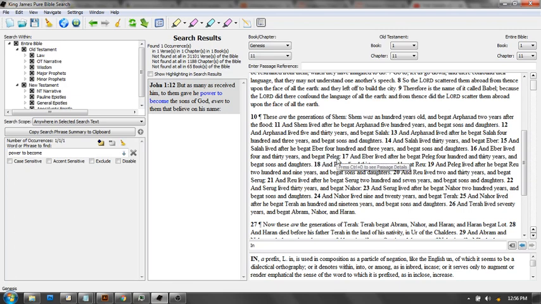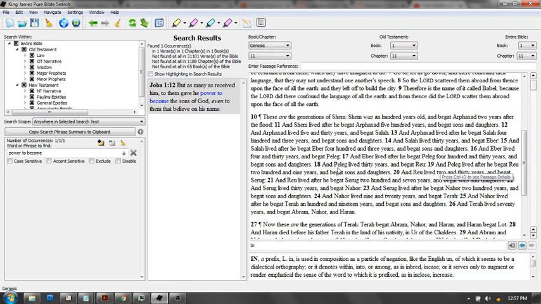Now note, it's in his days that the earth will be divided. So we don't know whether it's at the point of his birth or at the point of his death. But we know clearly that whatever the time period is, it's between either the beginning of his birth or the end, which is at his death. Alright? And Eber lived after he begat Peleg 430 years, and begat sons and daughters. And Peleg lived 30 years, and begat Reu.